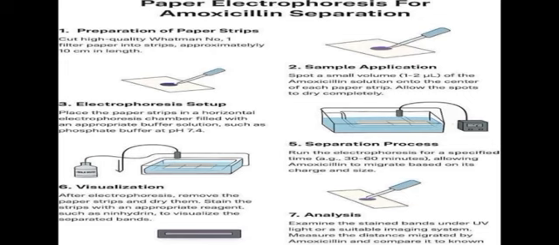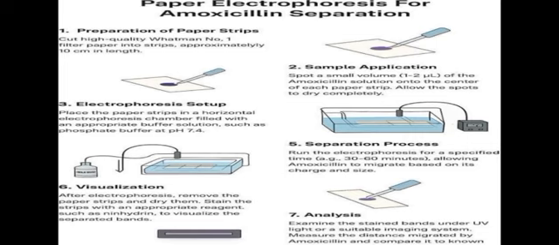Last process, analysis. Examine the stained bands under UV light or a suitable imaging system. Measure the distance migrated by amaxylin and compare it to the node. These are the steps we use in paper electrophoresis for amaxylin separations.